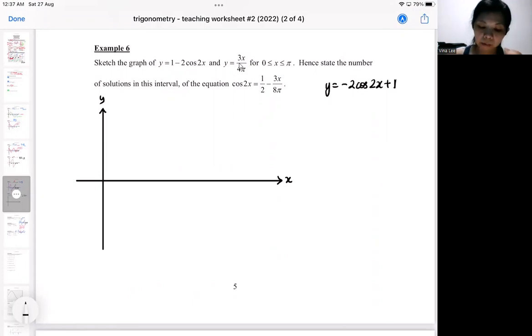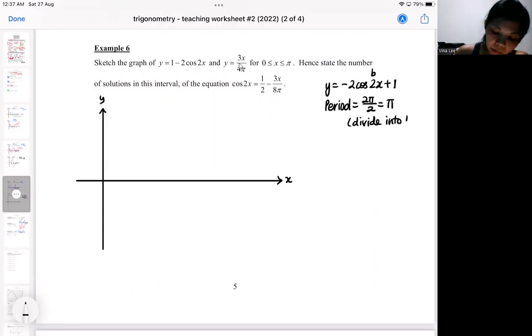The first step, of course, you look for the period. In this case, B is equal to 2, so my period will be pi. And if you still remember, we have to divide the period into 4 sections. In this question, I'm supposed to draw my trigo graph from 0 to pi, and that happens to be one period. That means I'm just drawing one cycle. So divide into 4 sections.